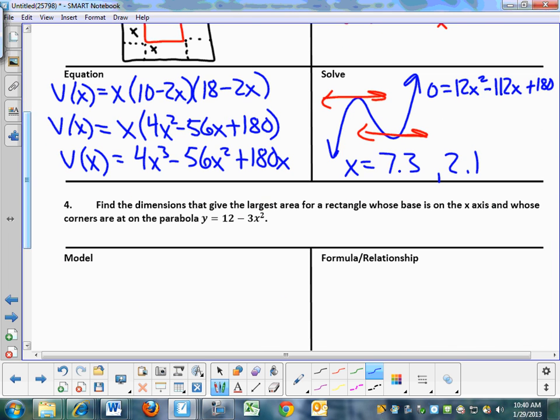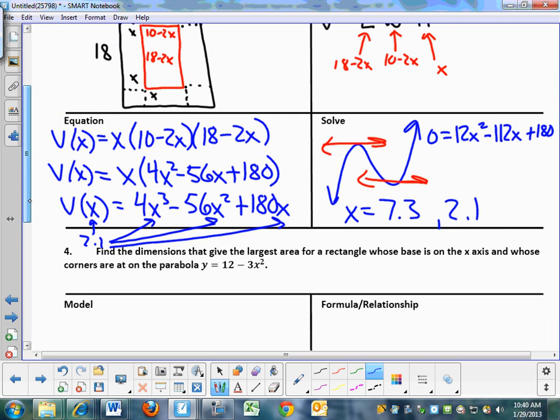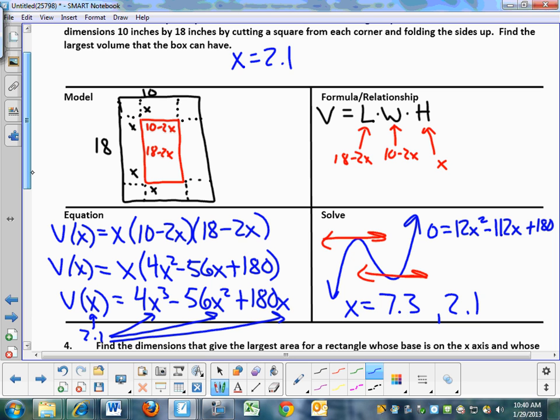This tells you the volume right here. You could just take the 2.1 and substitute it right there. You got an answer? Anybody doing it? 168.1. There you go.